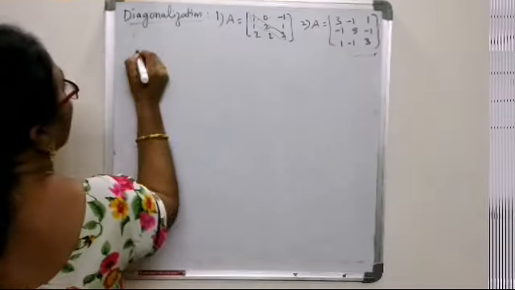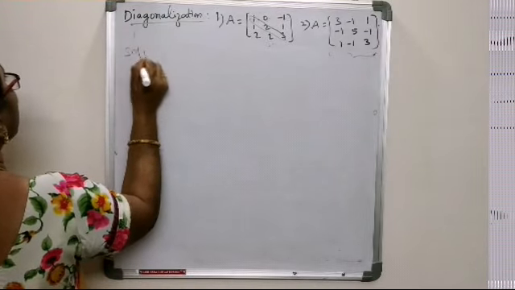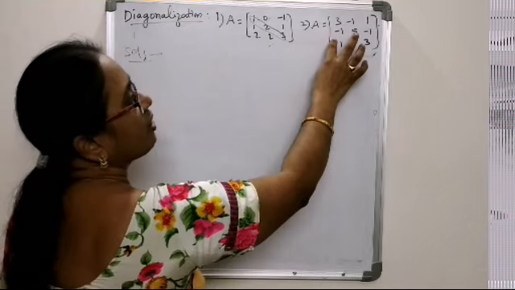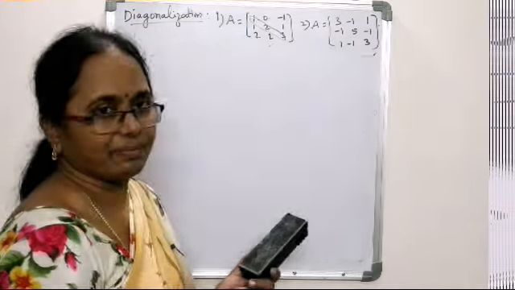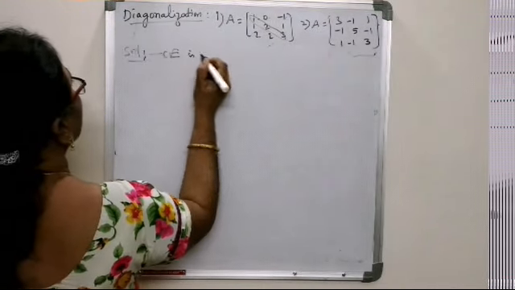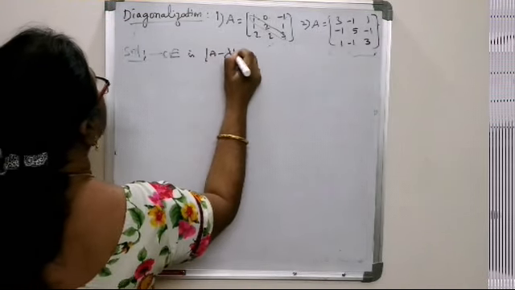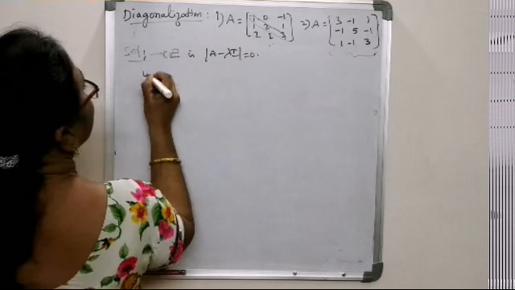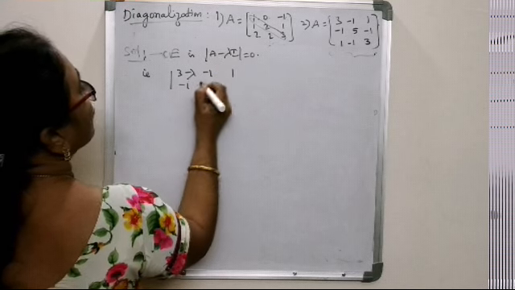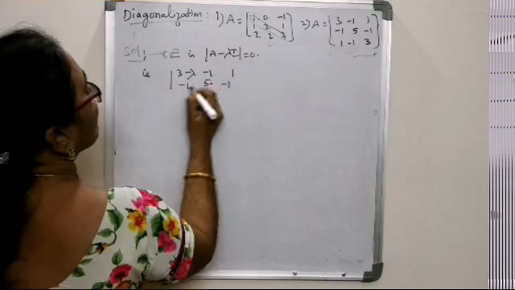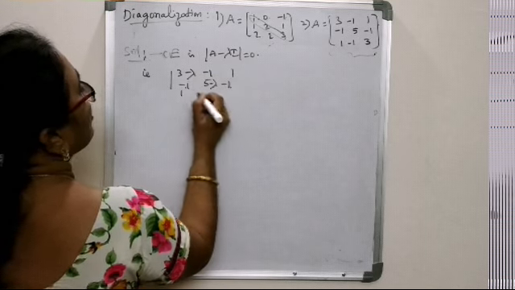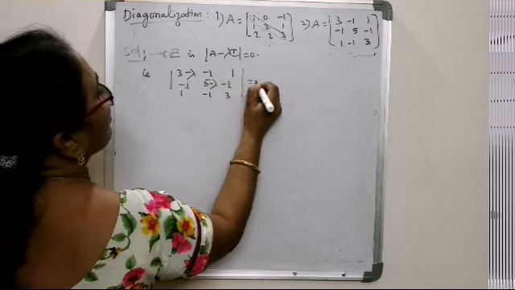So as usual, let us see how the characteristic equation of the matrix can be obtained. The characteristic equation of the matrix is det of A minus lambda I equal to 0. That is, det of [3 minus lambda, minus 1, 1; minus 1, 5 minus lambda, minus 1; 1, minus 1, 3 minus lambda] is equal to 0.